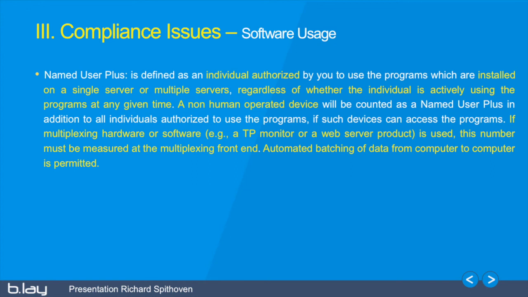Now moving to the second part of the definition, it says a non-human operated device will be counted as a named user plus, in addition to all the individuals that are authorized to use the programs, if such devices can access the programs. But what is a non-human operated device, you may ask yourself? Well, a non-human operated device is, like it says, a device that has access to the software, but is not operated by an individual. Because if a device were operated by an individual, the individuals operating the device that is accessing the software would need to be licensed.